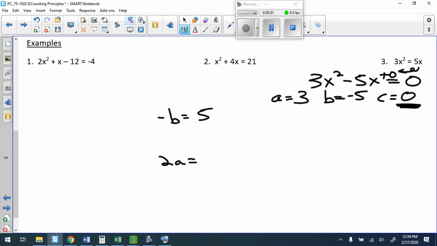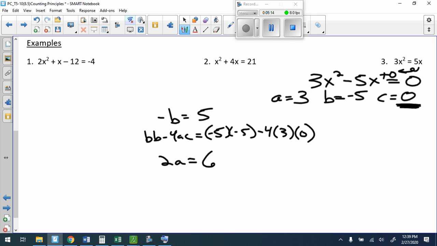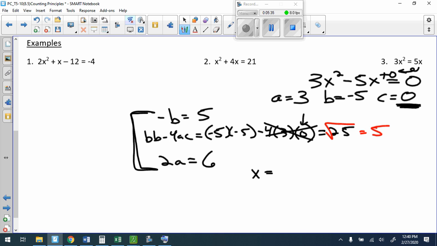I'm going to do 2a. So 2a is 6. Then we have the b squared minus 4ac, and then we'll square root that. So negative 5 squared minus 4ac. Again, the 0 is actually nice here, because 4 times 0 times 3 is all 0. So we end up with 25, and then that value is square rooted to be 5. So now we have our 3 components. And again, this is one example of how I organize it, setting up these 3 chunks and then putting them all together to get the solutions.